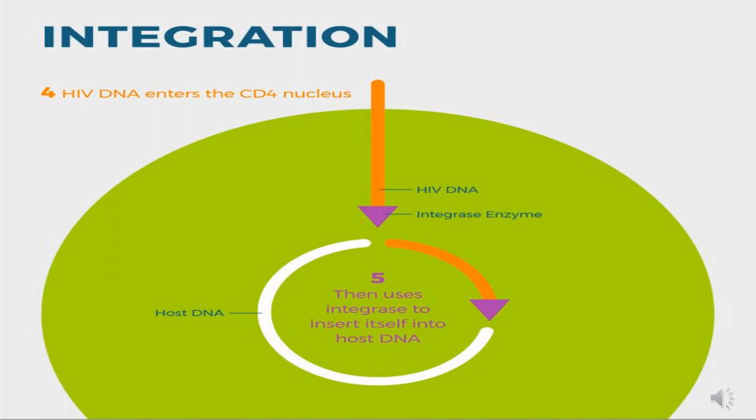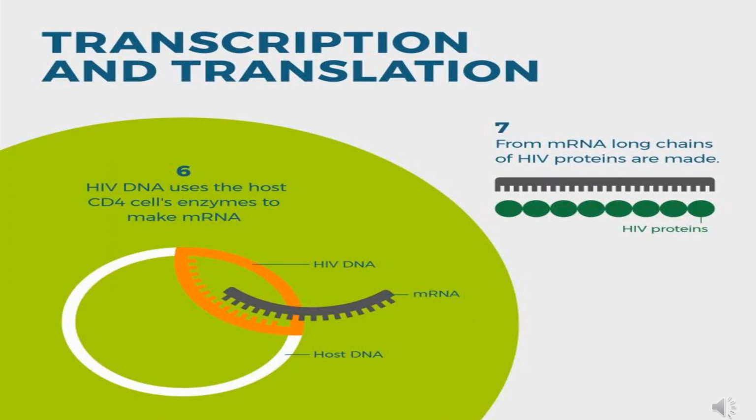After the proviral DNA is integrated into the DNA of the host cell, HIV remains dormant within the cellular DNA. This stage is called latency, and the cell is described as latently infected. It can be difficult to detect these latently infected cells even when using the most sensitive tests. The next stage is transcription and translation.